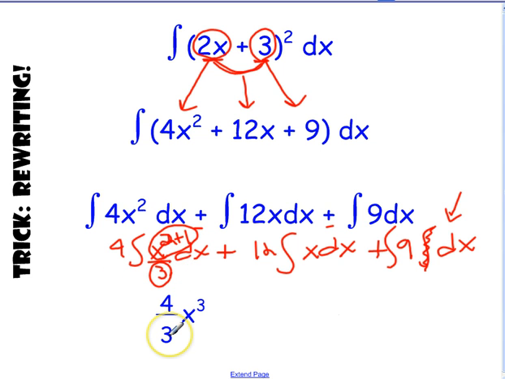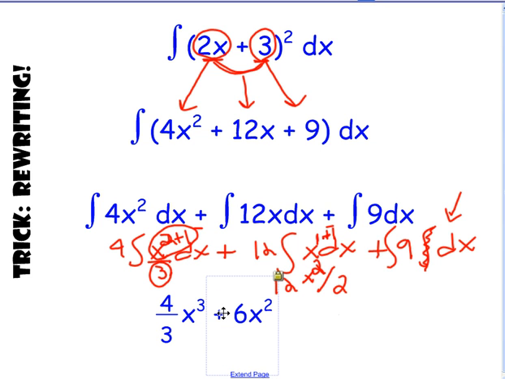Now on this one, this is the exponent of 1. I'm going to add 1 to it, and it's going to give me x squared. And I have to divide by 2, and I'm going to multiply by 12. Well, the 12 and the 2 reduce to a 6. So my next part is plus 6x squared.